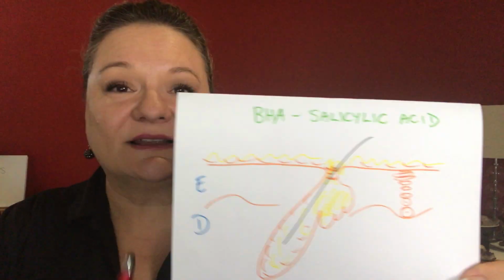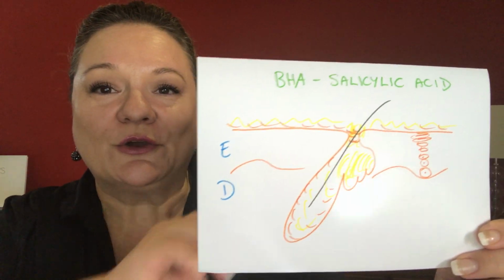Alpha hydroxy acids work by dissolving the bonds, or the glue, that holds the dead cells on the skin, whereas salicylic acid is oil soluble and it works extremely well within the pores. So it has the ability to get down deep in the pores to dissolve the clogging, the buildup of dead cells and oils within the pores. I've got a little diagram here to show you so you can understand a little bit better how salicylic acid works.